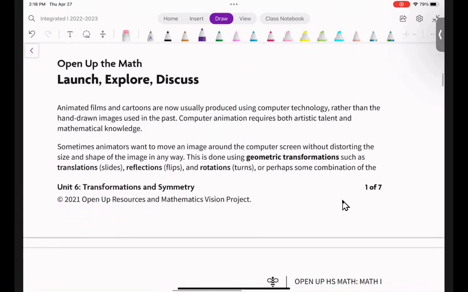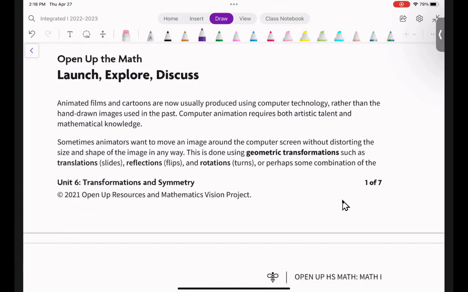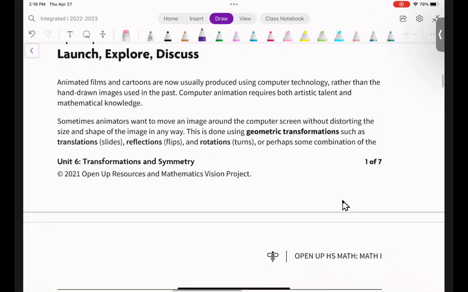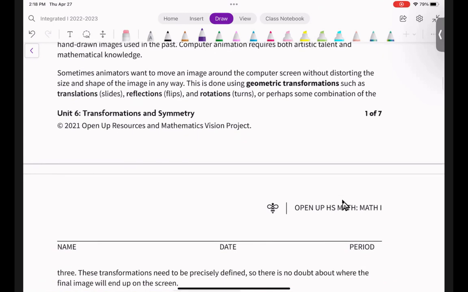Okay, so animated film and cartoons are now usually produced using computer technology rather than the hand-drawn images used in the past. So computer animation requires both artistic talent and mathematical knowledge. Sometimes animators want to move an image around the computer screen. This is kind of what I was telling you about Pac-Man versus Mario Brothers, right? So, an image around the computer screen without distorting the size and shape of the image in any way. So imagine when Mario would jump, he got skinnier or taller or fatter or rounder.